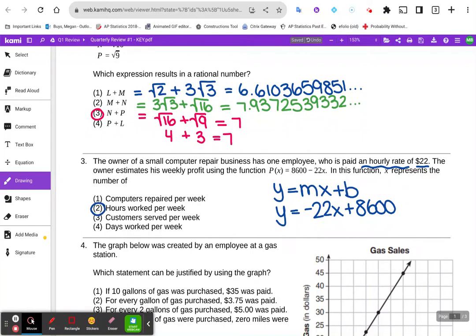So it's going to be choice 2, hours worked per week by that employee, right? So it's each hour, which is why it's not choice 4. It's not about the customers. And if you were serving more customers, we'd be making money, not losing it. And same with the computers, we wouldn't be losing money there.